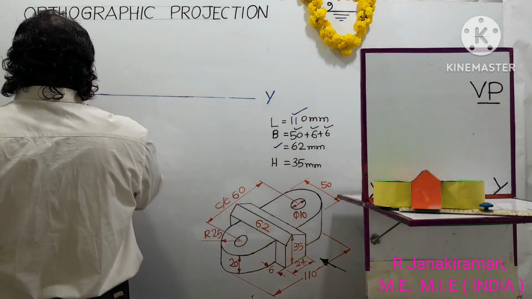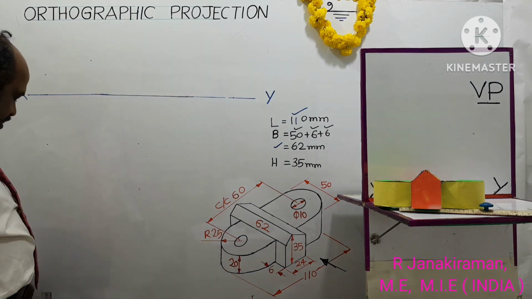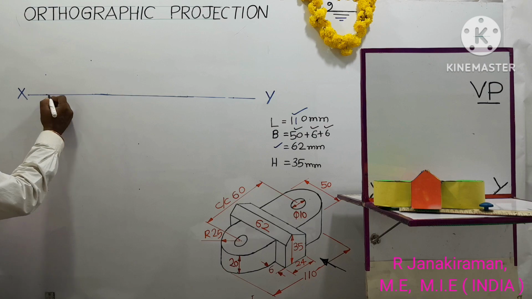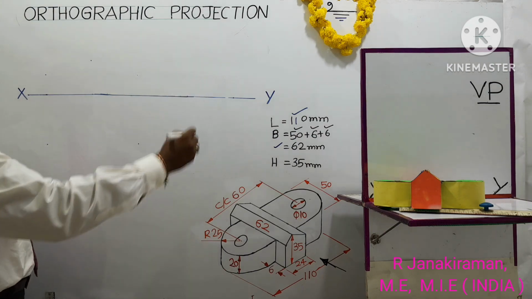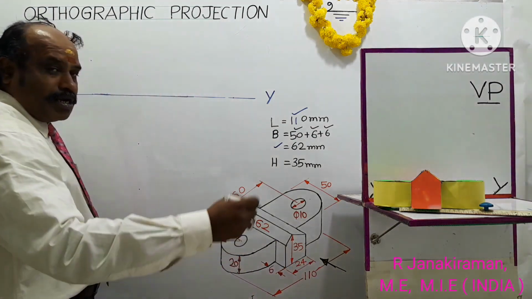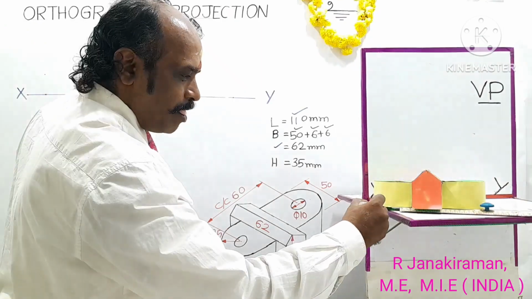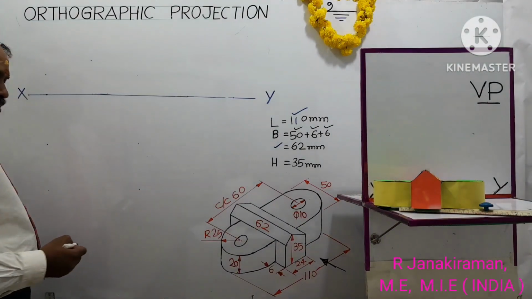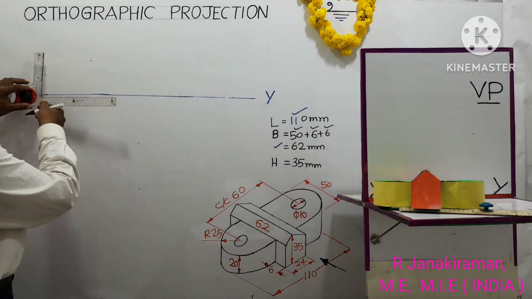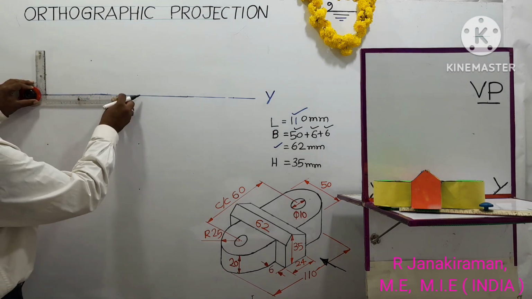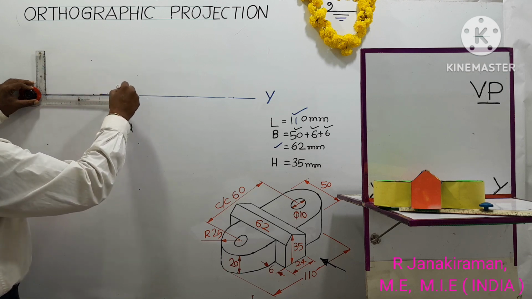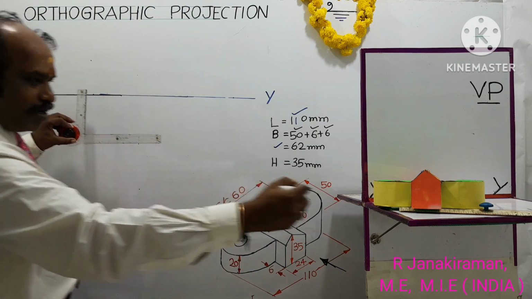So draw one XY line, called a reference line, using the longer scale of a drafter, and locate one point on this XY line. The overall length is given as 110 mm. So now I'm going to draw the lower base edge of length 110 mm, that is 11 centimeter, using the longer scale of your drafter. This line corresponds to the lower base edge, that is, the bottom edge of this object.